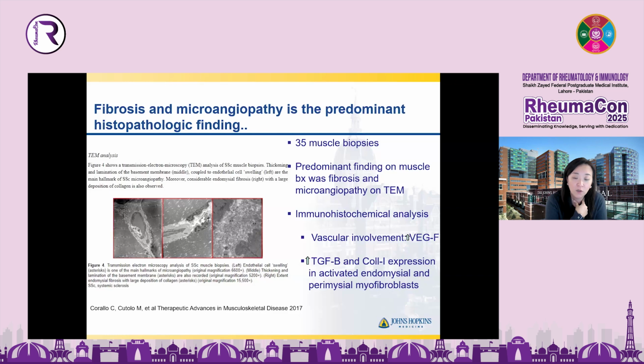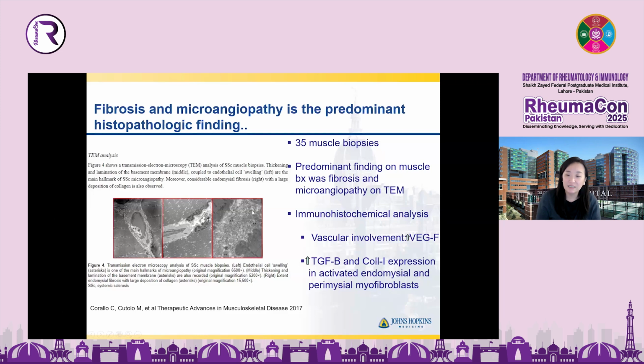Corallo and Cutolo out of Italy. At Hopkins, we actually don't do a lot of electron microscopy, but they were able to look at 35 patients with muscle biopsies who had scleroderma muscle disease. You can see that they were able to show microangiopathy with endothelial cell swelling here. And then they also showed that in this basement membrane, the thick connective tissue was also thickened.